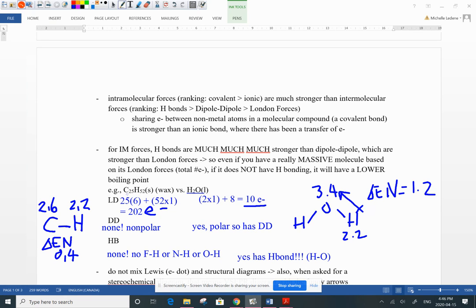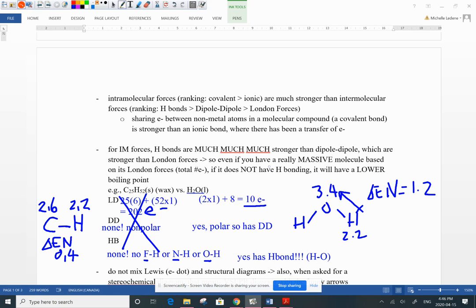Wax doesn't, right? It has only carbon-hydrogen bonds in it, with an electronegativity difference of 0.4, which falls within the nonpolar range. So it is a nonpolar molecule. It has no hydrogen bonds. It has carbon-hydrogen bonds, but that is not fluorine to hydrogen, nitrogen to hydrogen, or oxygen to hydrogen. Even though it is a massive molecule, it is not going to have the higher boiling point.